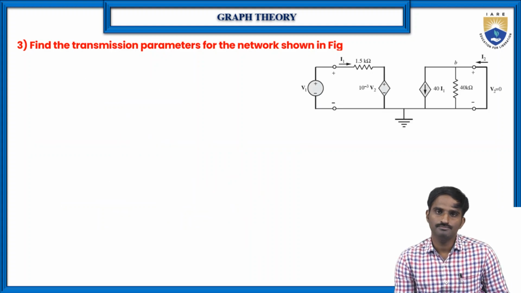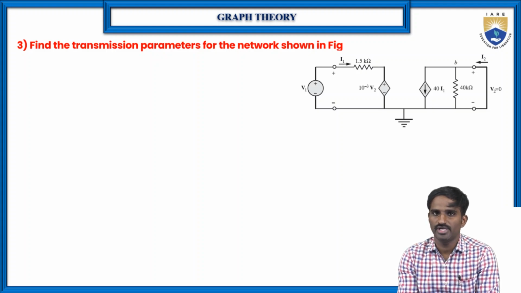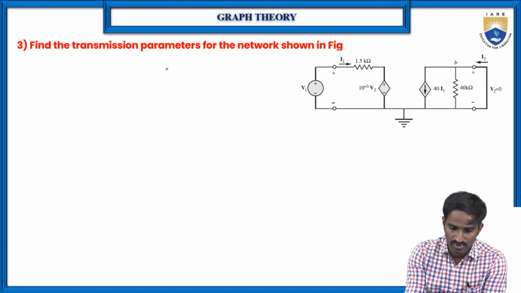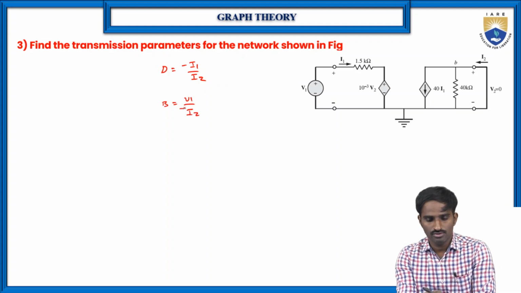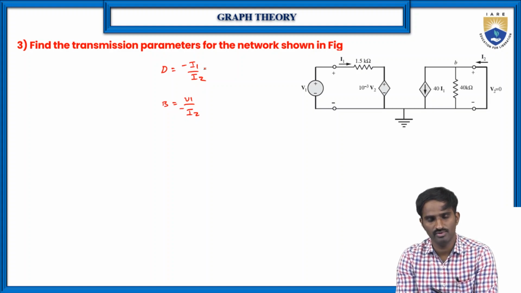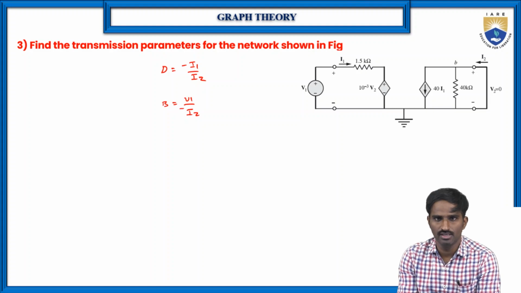So now how to find B and D? Here also, the same way, either you can apply KCL or KVL, whichever way you can find, it is up to you. There is no particular method that you should follow. So finally, as we know, D is equal to minus I1 by I2, and the other parameter B is equal to minus V1 by I2. So then we just need to get equations like I1 by I2 or V1 by I2. By using either KCL or KVL, right?